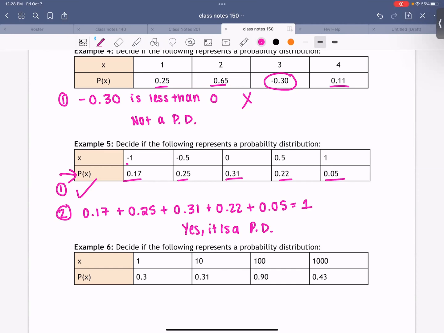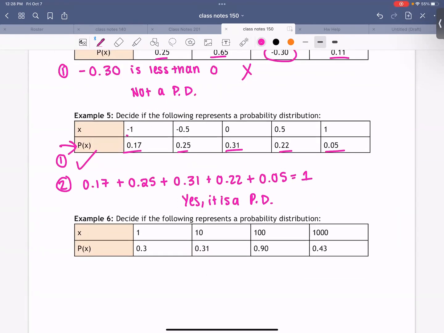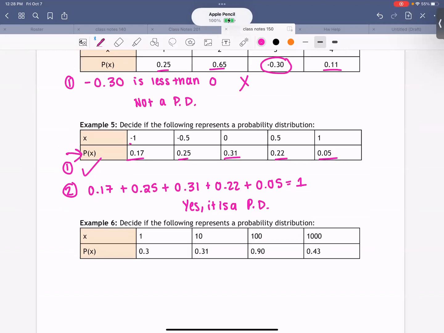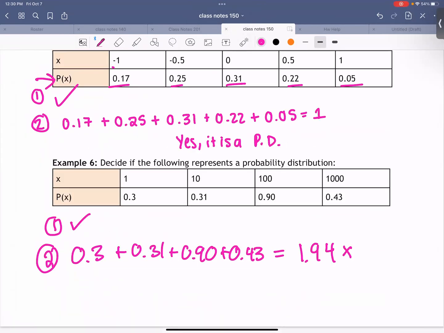Any questions on example 4 or 5? All right, why don't you try example number 6? Shouldn't take too long, but I'll give you a few minutes to process this on your own. Here, we have a different chart, and we want to see if it's a probability distribution. Lael, do you want to take us through your steps here?